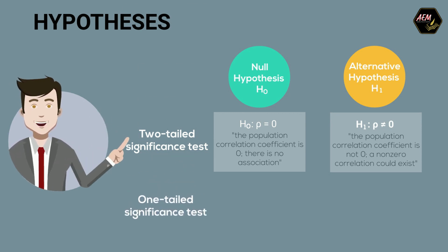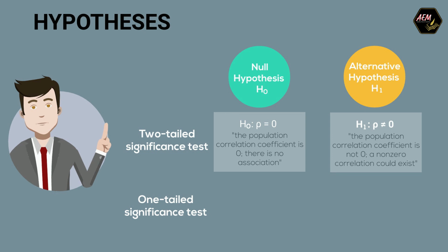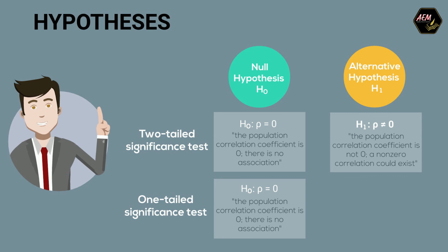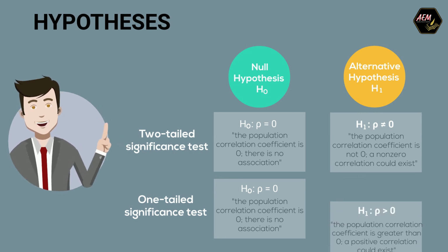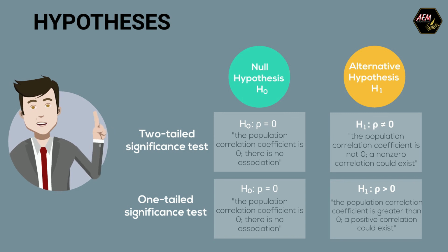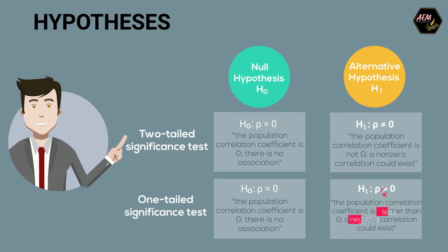As for the one-tailed significance test, H0: ρ equals 0, the population correlation coefficient is 0, which means there is no association, while H1 will have two conditions, whether ρ is greater than 0, which means a positive correlation could exist, or ρ is less than 0, which means a negative correlation could exist, respectively.